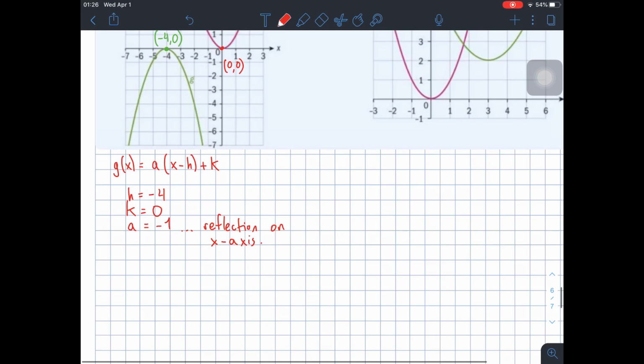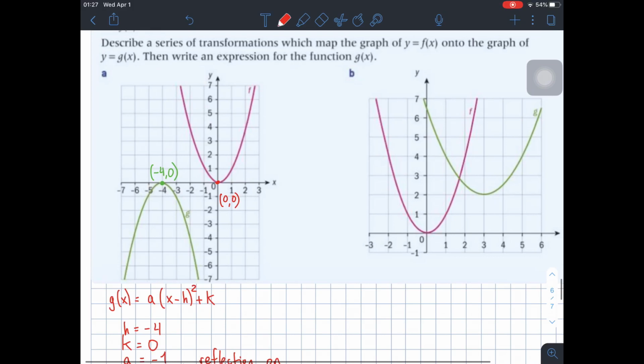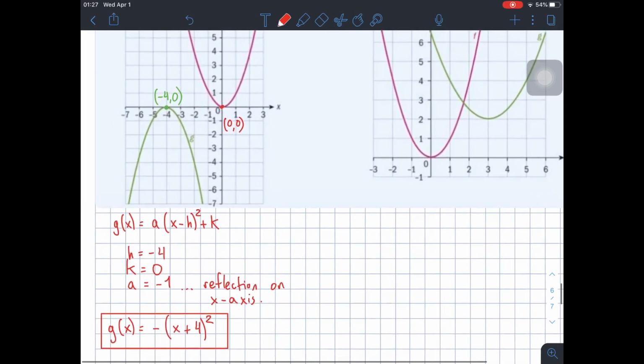So finally, the function of g of x would be minus x plus 4. Oh, I forgot here, squared. Okay, this is the function that maps this graph into this graph over here. Okay, I hope you could understand that.